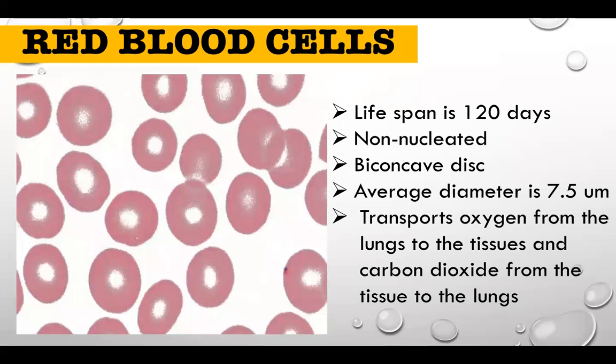Okay, red blood cells: their lifespan is 120 days. They are described as non-nucleated with a biconcave disc shape. The average diameter of a red blood cell is 7.5 micrometers, and the main function of which is to transport oxygen from the lungs to the tissues and carbon dioxide from the tissues to the lungs.